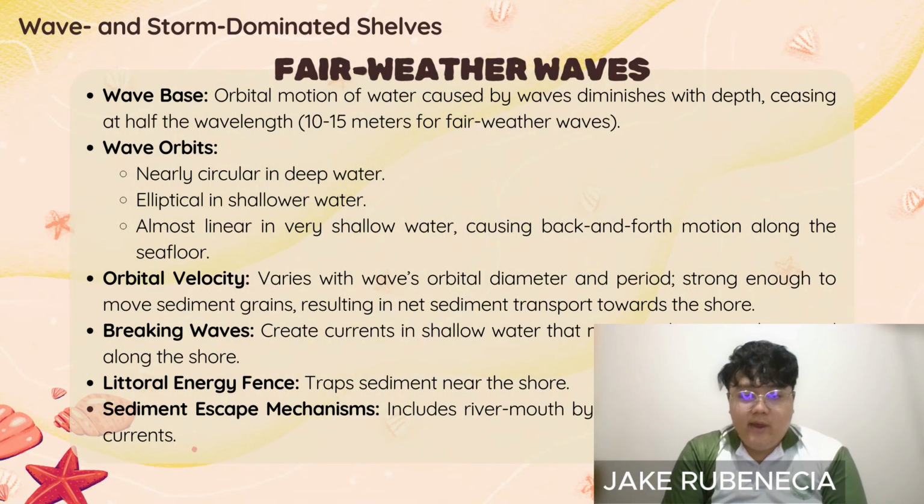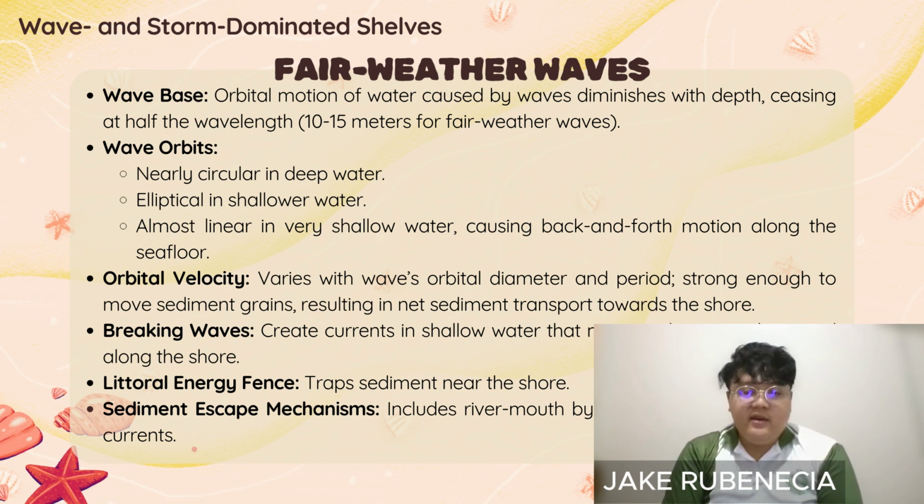So here we have wave base. Orbital motion of water caused by waves diminishes with depth, ceasing at half the wavelength, 10 to 15 meters for fair weather waves. Wave orbits are nearly circular in deep water, elliptical in shallower water, almost linear in very shallow water, causing back and forth motion along the seafloor.